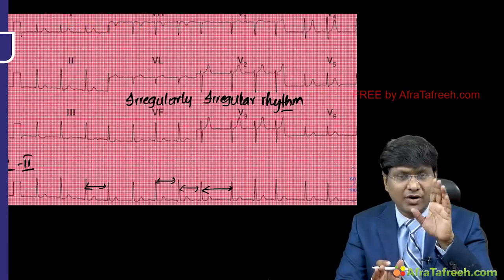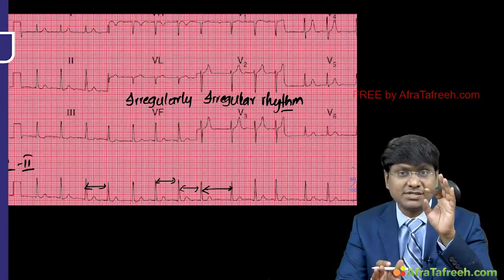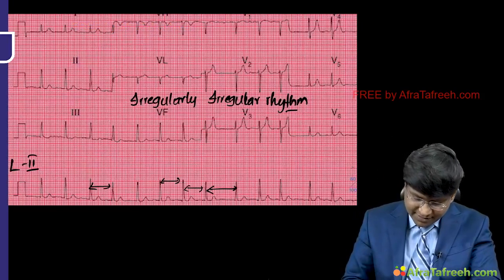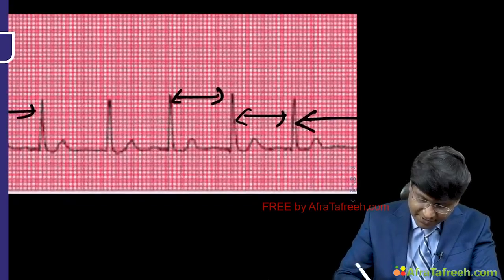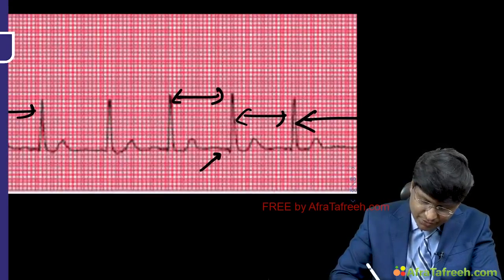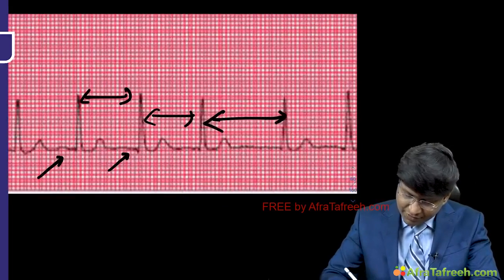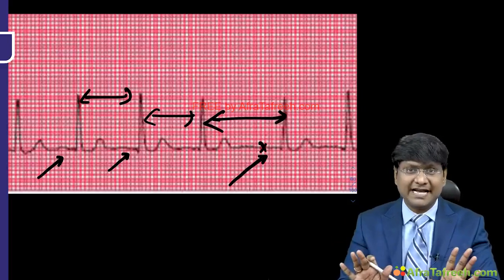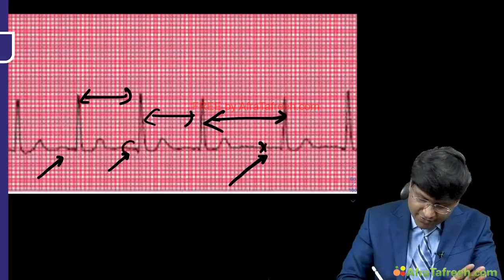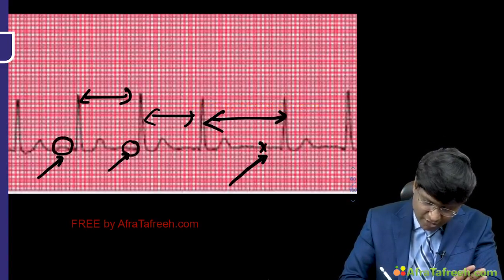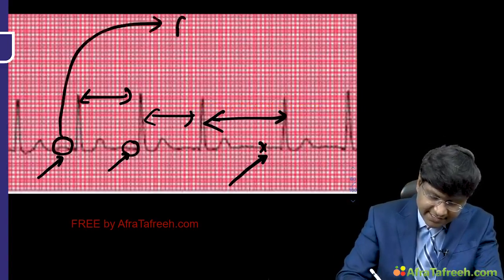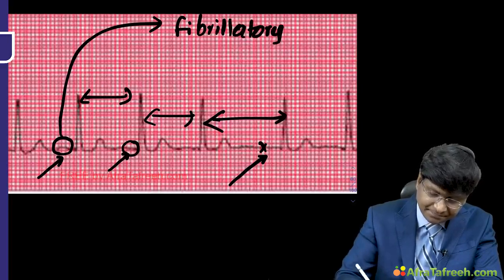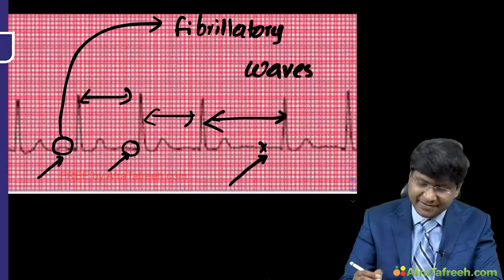Now, once you think of these three differential diagnoses, immediately you need to look for the morphology of the P wave. If you observe very closely, in some of the leads there is no P wave at all. You see here in this particular strip, there is no P wave at all. So the P wave is absent, and whatever small waves you are observing here are considered fibrillatory waves.